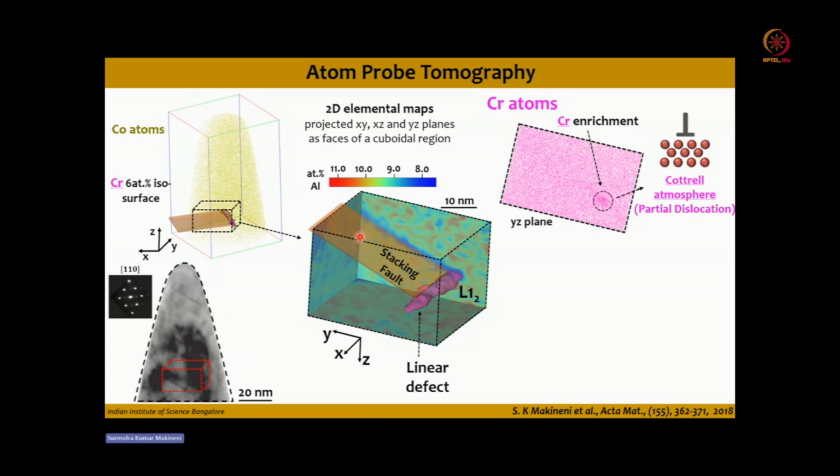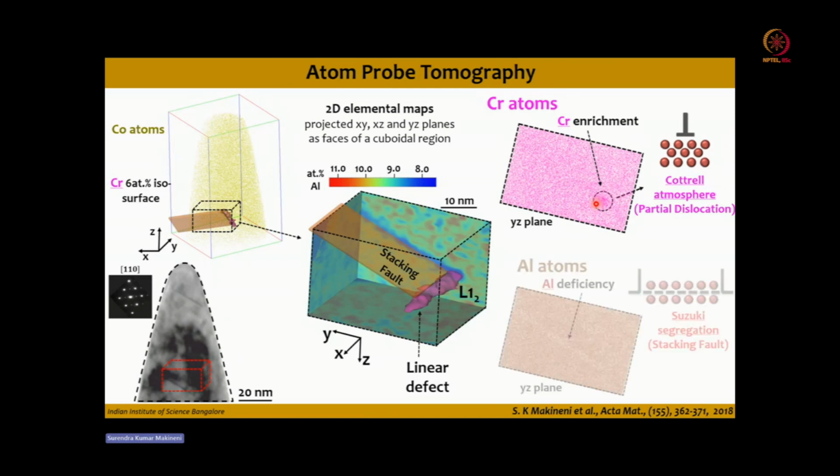If you do the YZ projection of the chromium atoms, you can see that the chromium atoms are enriched at the partial defect. So these are nothing but Cottrell atmospheres. In textbooks, we must have learned that solute segregation to dislocations is called a Cottrell atmosphere. They are responsible for the drag effect on those dislocations.